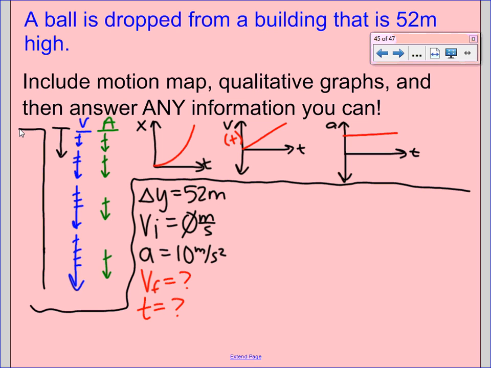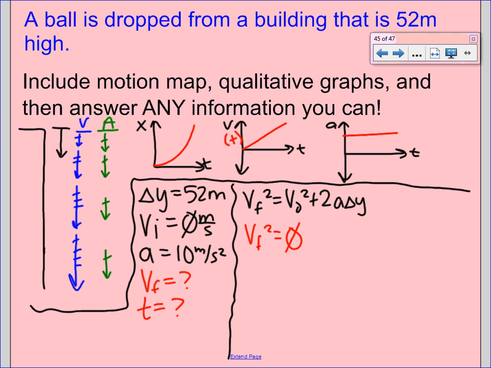The equation I'm going to use to solve for final velocity, since all I know is the displacement and the acceleration, is v final squared equals v initial squared plus 2a delta y instead of delta x. I'm using this equation since I don't know time. All right, final velocity is what I'm solving for.